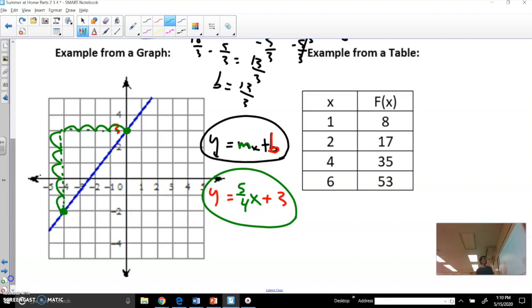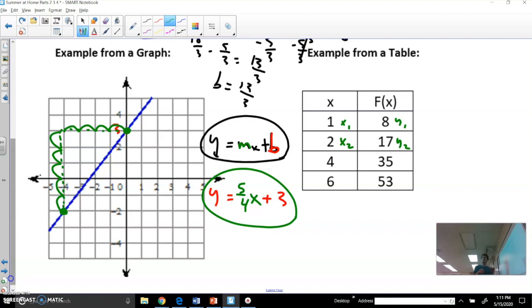And so when we look at something from a table, we may have to do a combination of what we just talked about a minute ago. So we're going to have to first calculate what that rate of change is. Let's think of this as your x1, y1, and then this is your x2, y2.